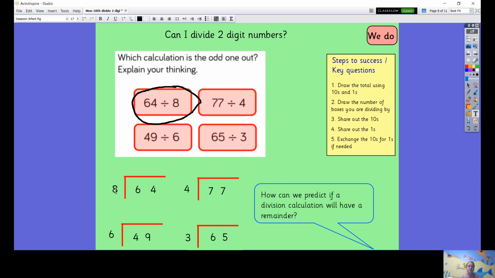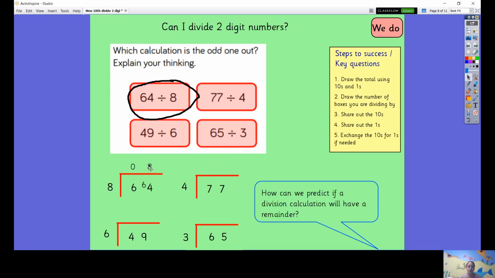So 8. How many groups of 8 can I make out of 6? Well, I can't make any because there's not enough, is there? There's only 6, so I can't make any groups of 8 out of 6. So again, I can't just ignore that 6. I'm going to pop that 6 down there and turn that into 64. So again, I need to know my multiplication tables to work this out. How many groups of 8 can I make out of 64? And I know that 8 times 8 is 64. That lovely little rhyme we know about being sick on the floor helps me with that one.